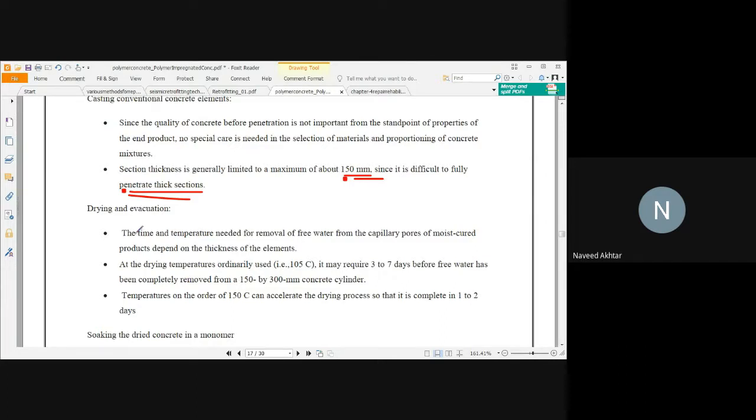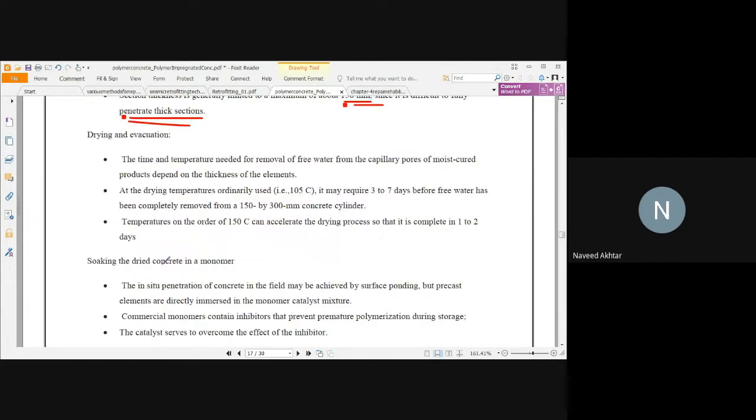Thick sections can be avoided. Drying and evacuation: the time and temperature needed for removal of the free water from capillary pores of moist products depends on the thickness of the element. At the ordinary drying temperature of 105 degrees Celsius, it may require 3 to 7 days before free water has been completely removed from a 150 to 300 mm concrete cylinder. Temperatures on the order of 150 degrees Celsius can accelerate the drying process so that it is complete in 1 to 2 days.